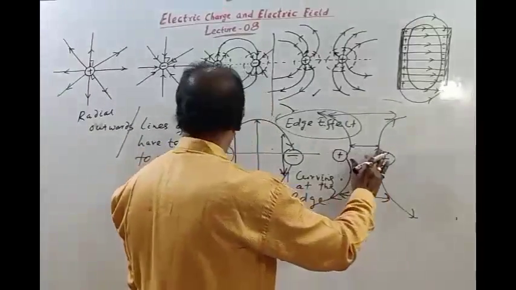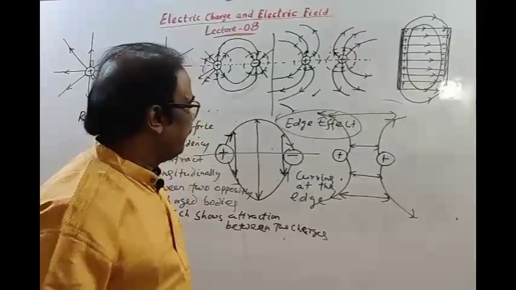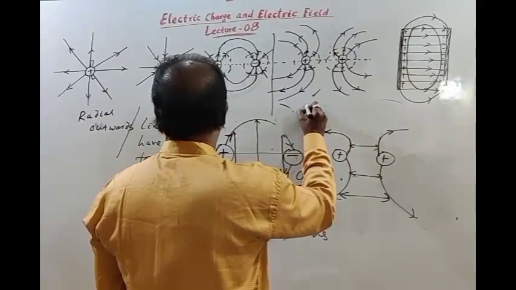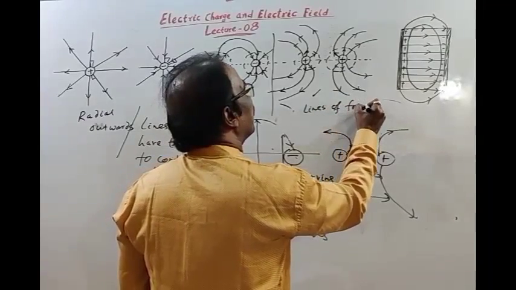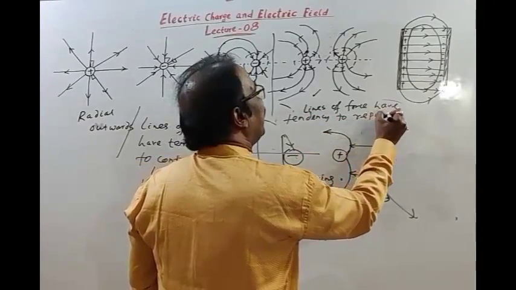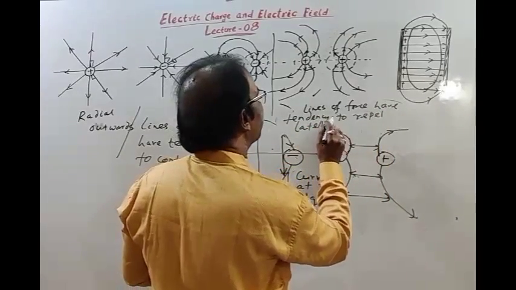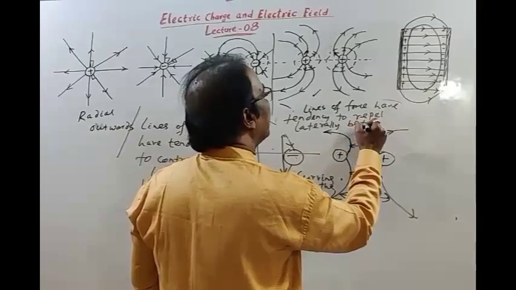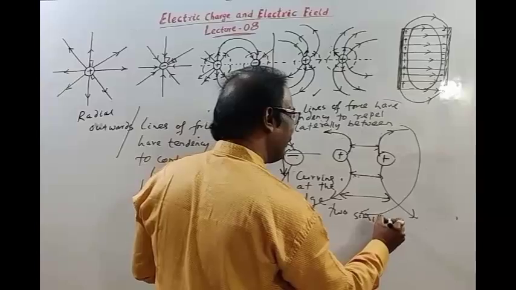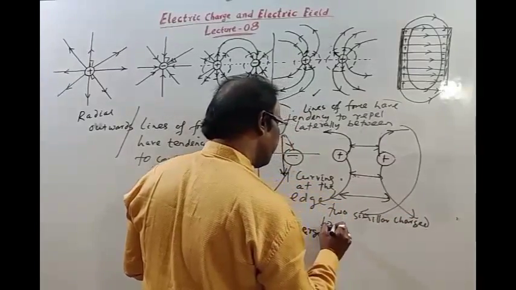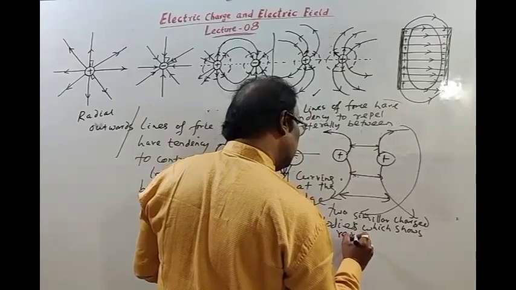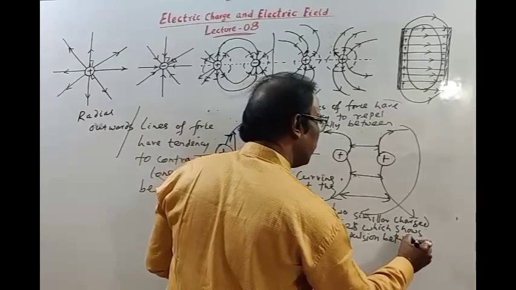Similarly, between two similarly charged bodies, I may write here, lines of force have a tendency to repel laterally between two similarly charged bodies, which shows repulsion between the charges.